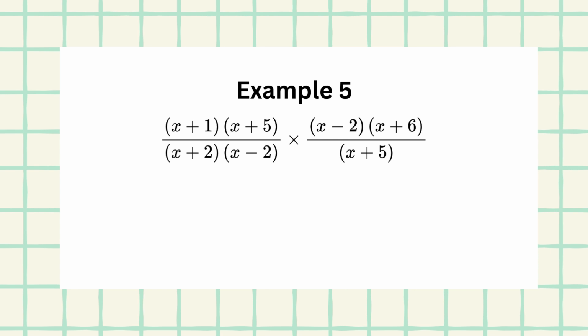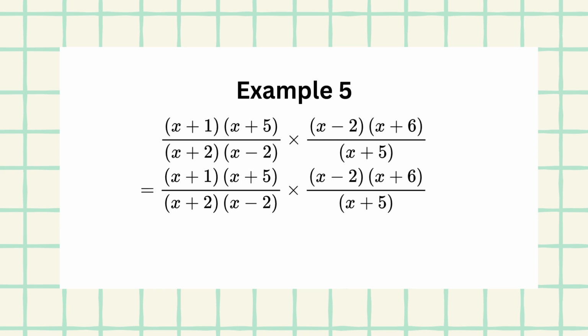Again, they're all in brackets. Each of these are small expressions. So the next step we're going to do now is cancel the similar expressions or factors. With canceling x plus 5 and the x minus 2, what we have left on the numerator is x plus 1 and x plus 6. And then on the bottom, the denominator, we have x plus 2. This is the final answer for this example.